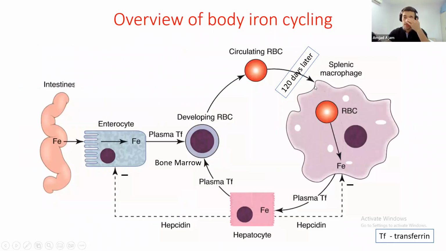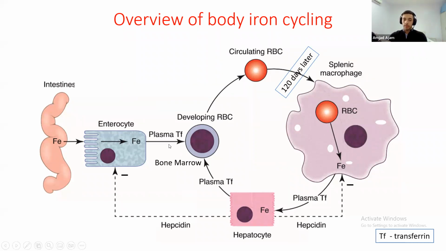Okay, now focus with me here, please. Now let's talk about the body iron cycling. Now let's say you ate a food that contains iron, okay? Now the iron will go to your intestine, and here's the enterocyte. Then this iron will be absorbed through the enterocyte, and then it will go to the plasma. It will bind to transferrin, and then the transferrin will transport that iron to the bone marrow. So this is the bone marrow in which there is erythropoiesis, or the production of RBCs.